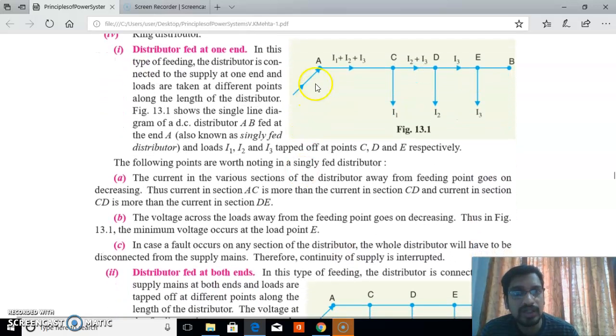So here the thing is, when we move from A to B, the current is decreasing and the voltage is also decreasing. And one drawback is, if a failure or fault occurs on the supply side, a total blackout happens on the system. So that is one drawback of the distributor fed at one end.